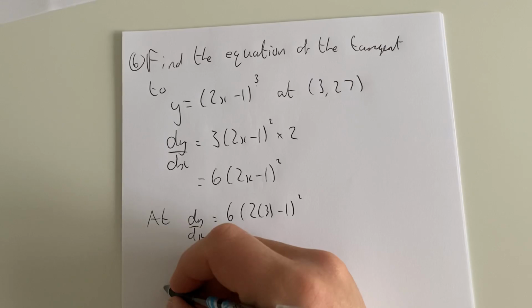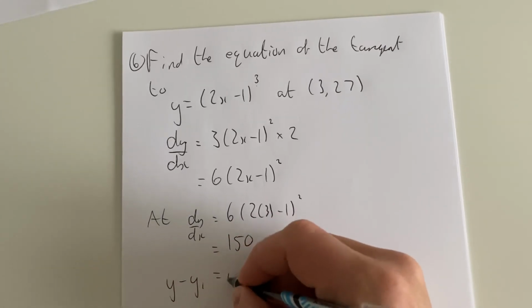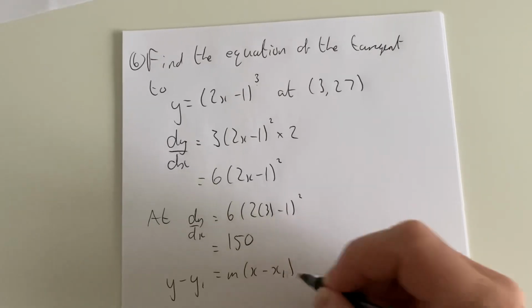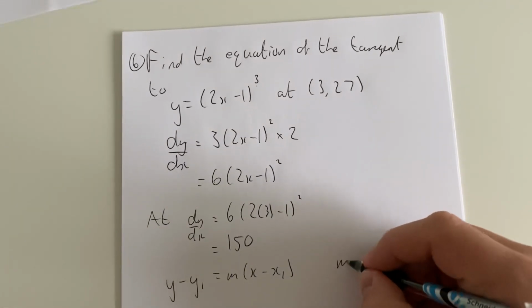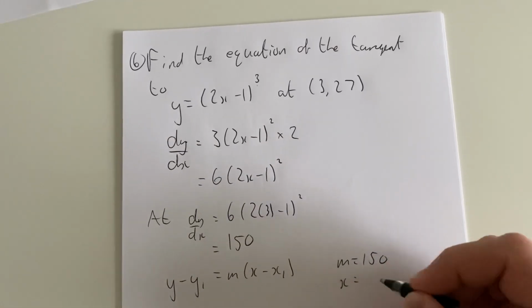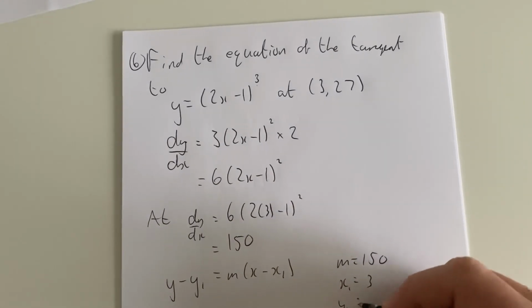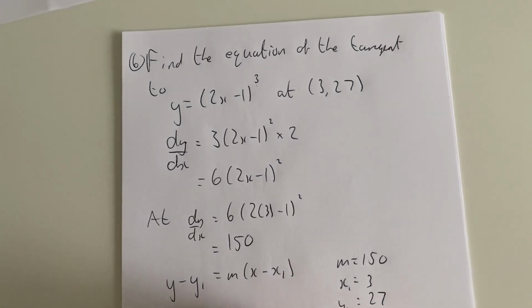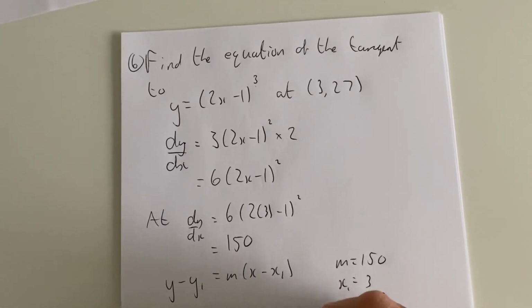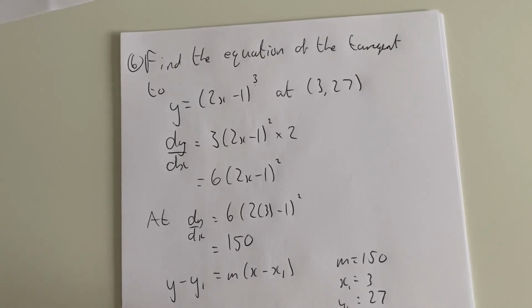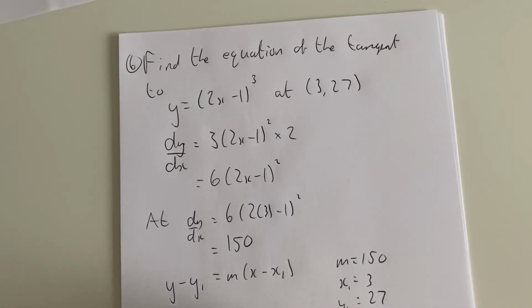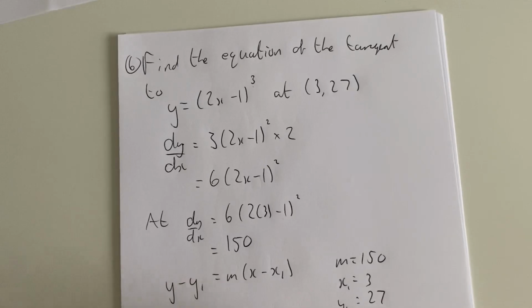So if we use y minus y1 equals m(x minus x1), and we know that our gradient is 150, our x1 value is 3, and our y1 value is 27. Pop that into there. So y minus 27 equals 150 lots of (x minus 3). Expand it. Add on your 27. And you've got your answer.